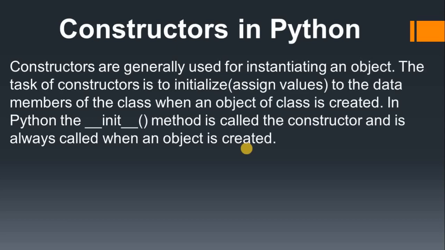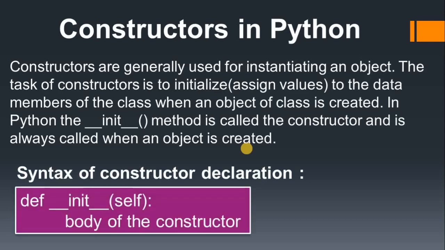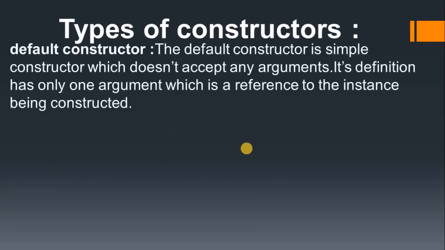Okay, so don't be confused, the syntax of the constructor is like this. def means every method starts with def, whether it is a constructor, any other method or a special method. Then we use the init method, and inside it as usual we write self. It is necessary because the method must have self, whether it is default or parameterized, it doesn't matter. Then we write the body for the constructor.